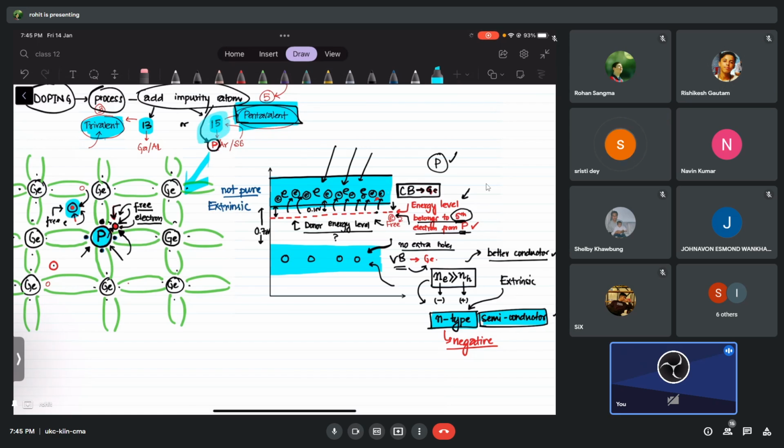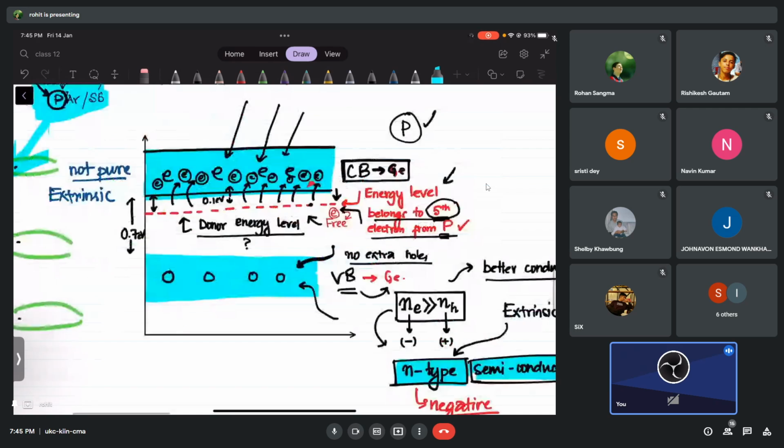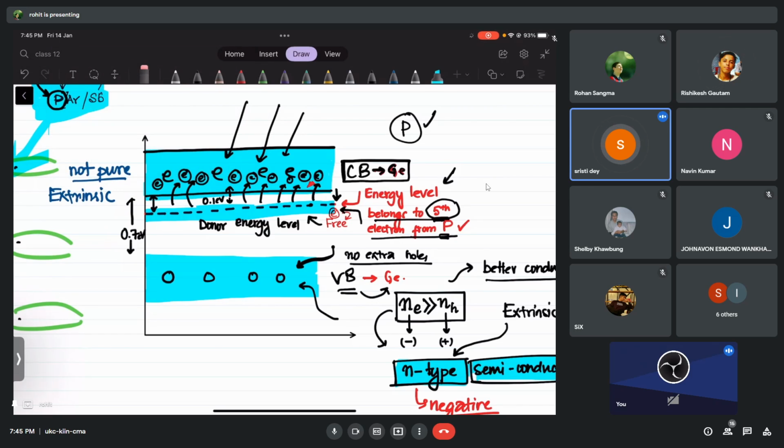Pentavalent. Very good. If I add a pentavalent impurity like phosphorus, what happens in the energy band diagram, guys? You get an extra energy level, or not? Yes, sir. This extra energy level has a name. What is this energy level called? Donor energy level. Very good.